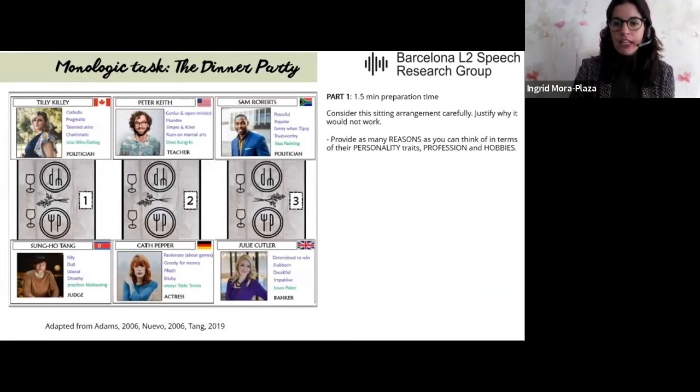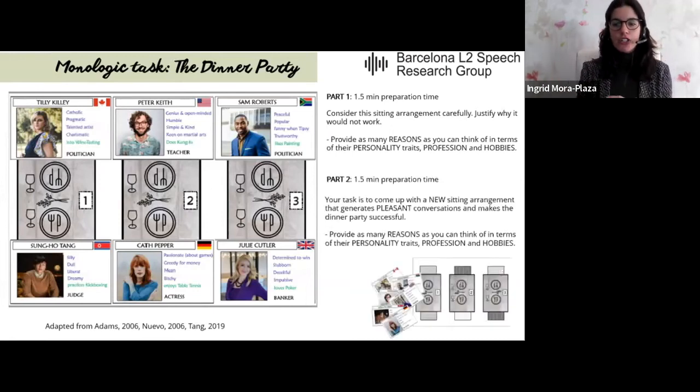And then in the second part of the task, learners had to come up with a new seating arrangement, taking into account the personality traits, the profession, and the hobbies of those 6 characters so that they could engage in pleasant conversations, and they had to give as many reasons as possible regarding their choice. So this task was preceded by a pre-task where learners learned the meaning of the words through a listening comprehension activity. And then task complexity was operationalized along reasoning demands.